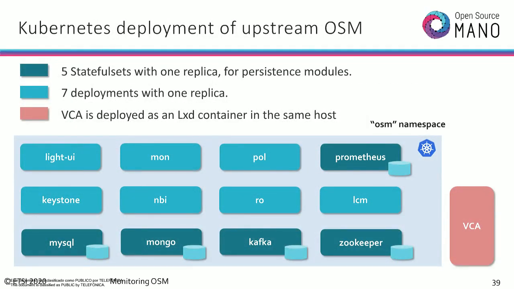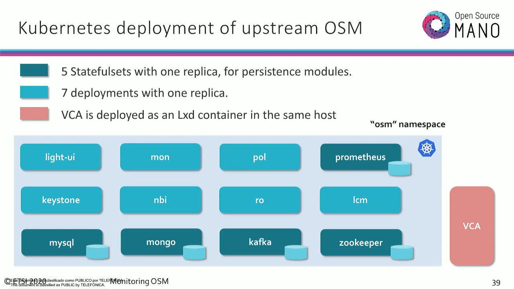Okay, here is a reminder of the OSM deployment in Kubernetes that you can deploy using the standard installer in the upstream. What this script does is create a namespace, which is not very surprisingly called OSM, and then deploy there a set of components. In fact, it is 12 pods, distributed in the following way.